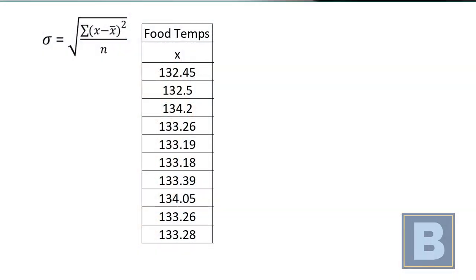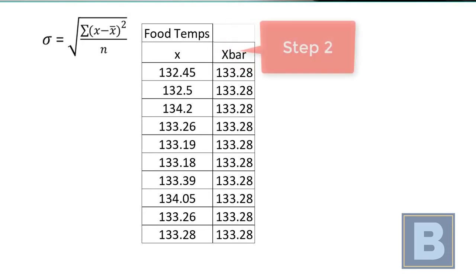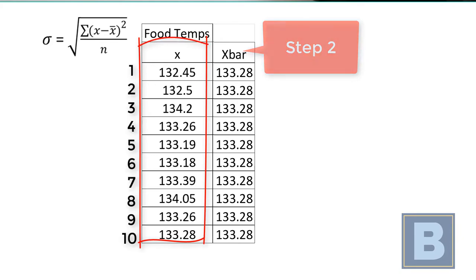Let's go through that. So step 1, we document the actual temperatures of the food. This is the data we've collected. Next, step 2, we calculate the average of the food temperatures by adding these values together and then dividing the result by the number of values, which in this example is 10.